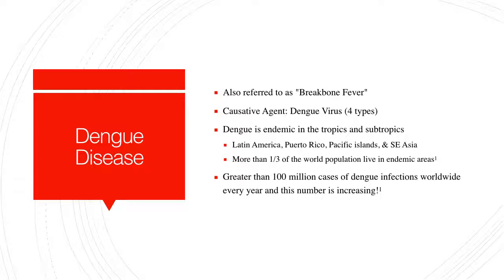Dengue is endemic in the tropics and subtropics. While it is not endemic in the United States, it is commonly found in regions that U.S. citizens travel to for tourism, such as Latin America, Puerto Rico, the Pacific Islands, and Southeast Asia. Currently, more than one-third of the world's population live in a dengue endemic area and are at risk for dengue infections. There are greater than 100 million cases of dengue infections worldwide each year, and according to the World Health Organization, that number is growing.